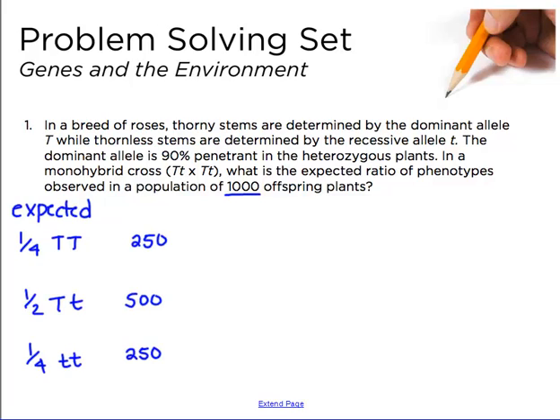What the problem is saying, however, is that the dominant allele, big T, is only 90% penetrant in the heterozygotes, which means that only 90% of the heterozygotes, although they should all have thorns, actually do. So now let's look at what the actual numbers are. For the homozygous dominant, big T big T, it doesn't say anything about an altered penetrance, so we'll just say that 250, when they have both dominant alleles, do have thorns. For big T, little t, only 90% actually have the phenotype expected.